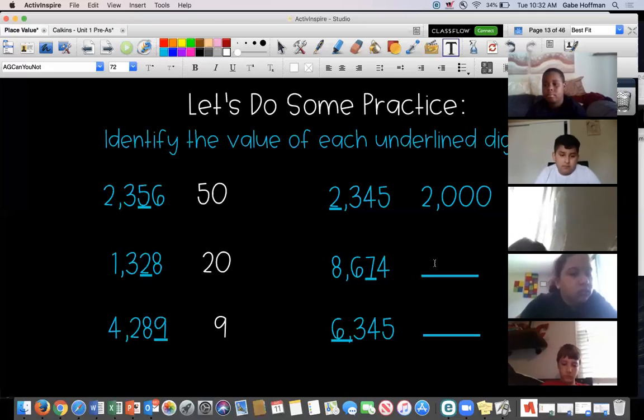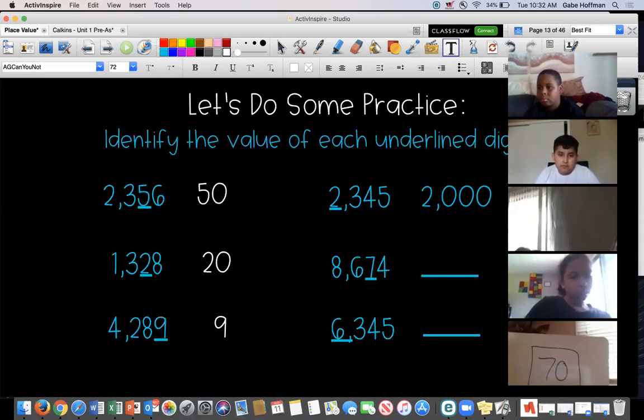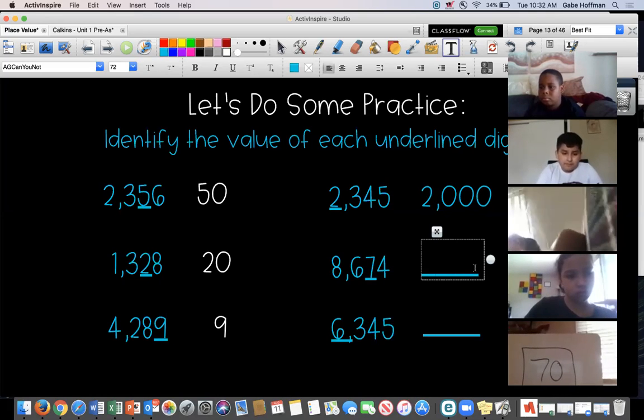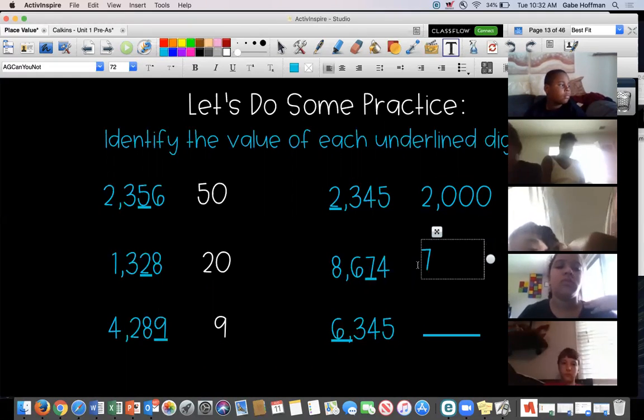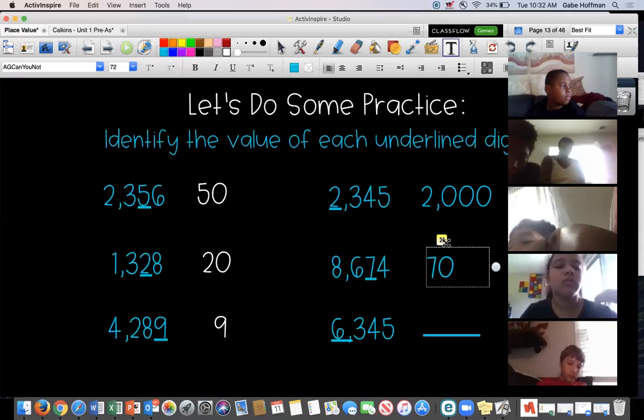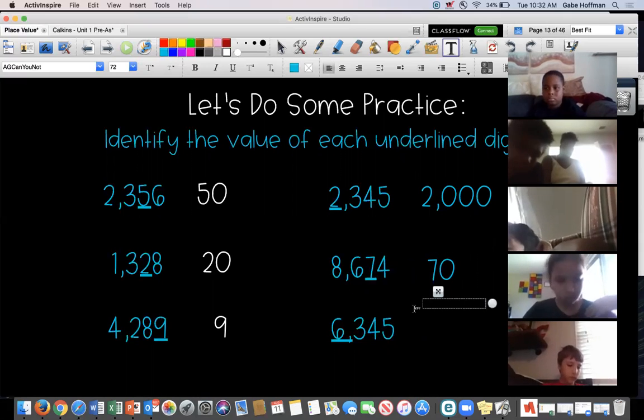Okay. And then 8,674. Alexander, can you tell us what that underlined 7 is worth? 70. 70. Very good. In the tens place. Nice job. And we'll do one more. Asil, can you tell us what that underlined 6 is worth in the last one?